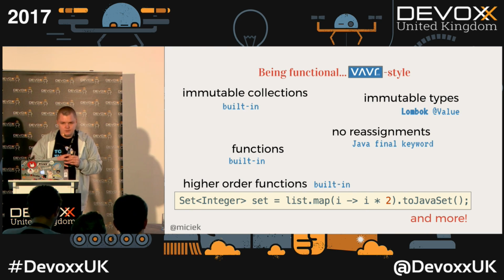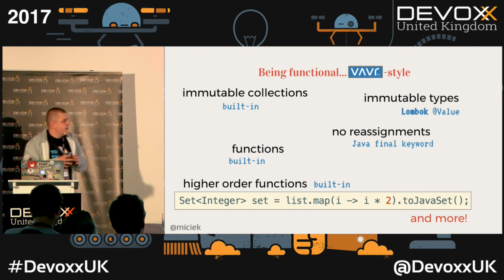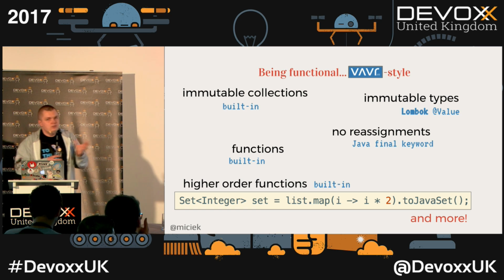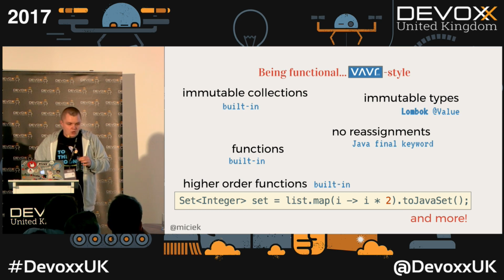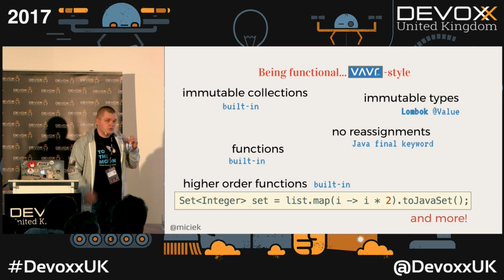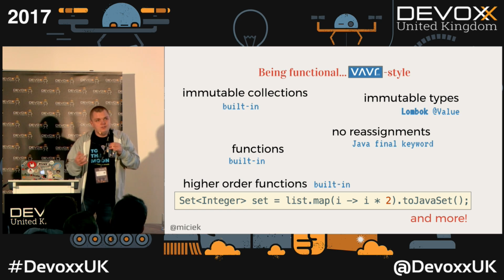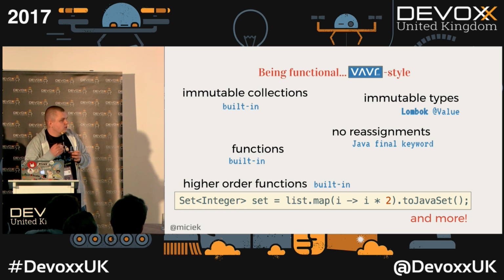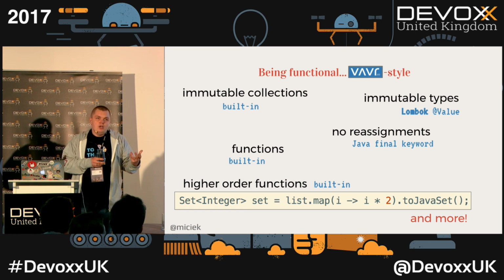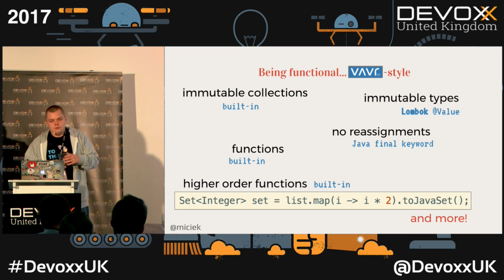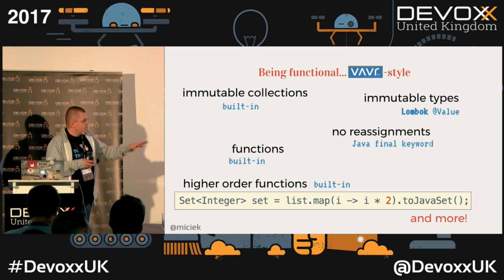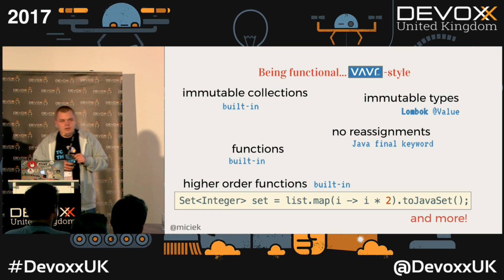After including Vavr, we can have a more Scala or Kotlin style in Java. We can have immutable collections, which are built in. We have functions, which are built in and compatible with the Java functions. The final keyword stays the same. To create immutable types, we still need an external library or to do them by hand. And the higher order functions look a bit better than with the stream library.